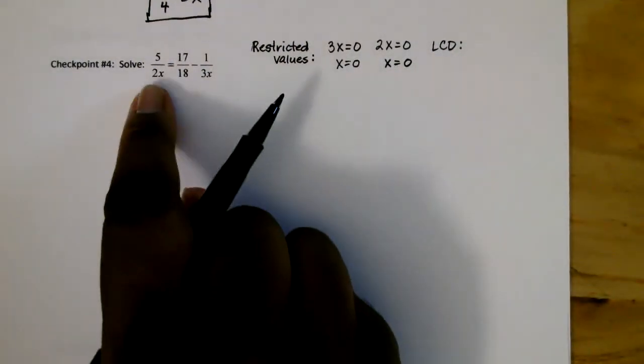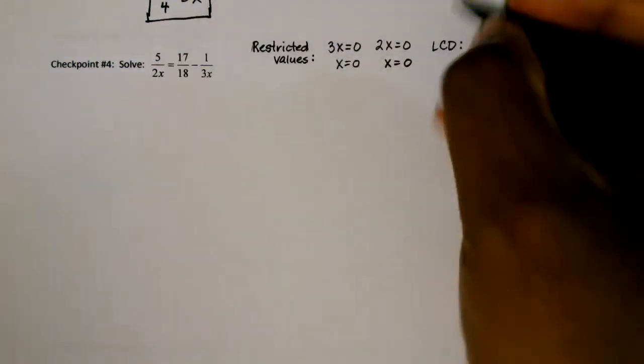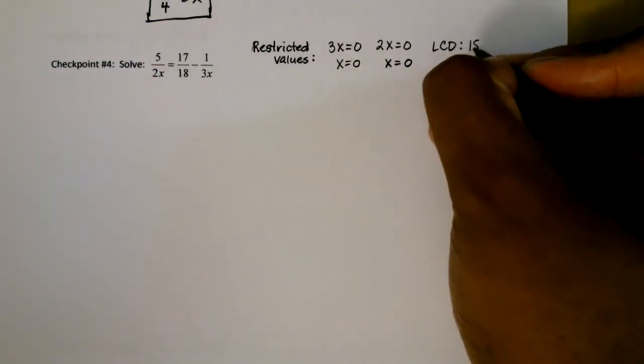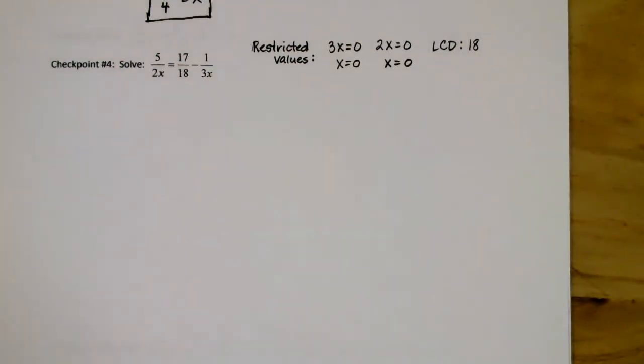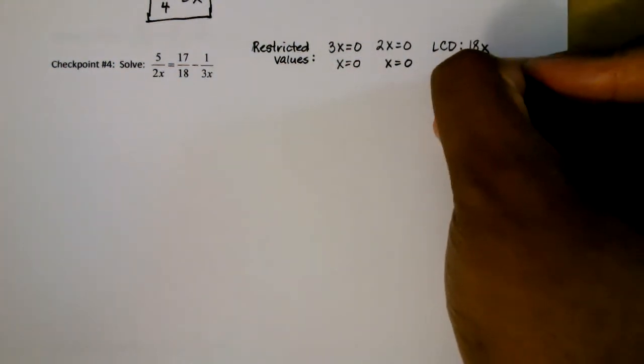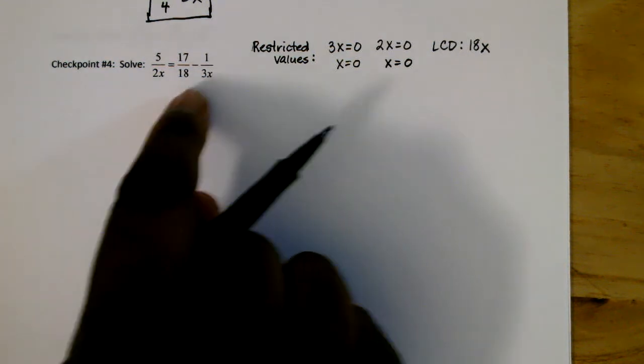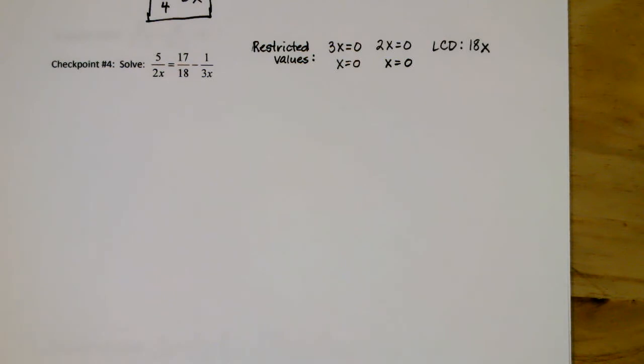Well, let's look at the 2 and the 18 and the 3. The smallest multiple for that would have to be 18, because I know 18 is divisible by 2 and it's divisible by 3. And 18 is divisible by itself. And then I also have the x as well. So 18x would be my least common denominator. So the next step would be to multiply each and every term in this equation by 18x.